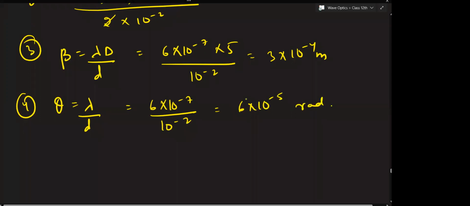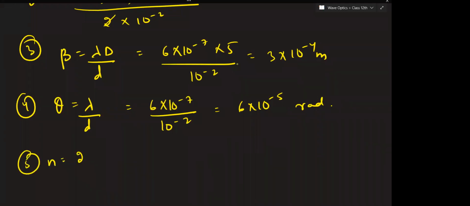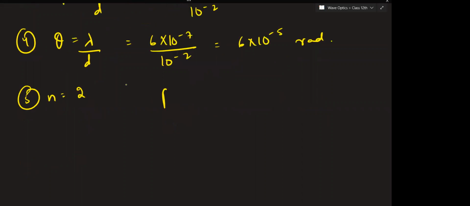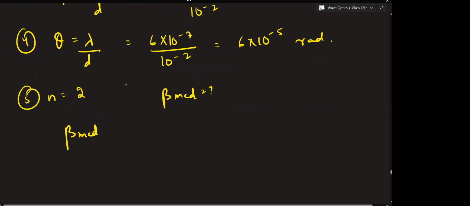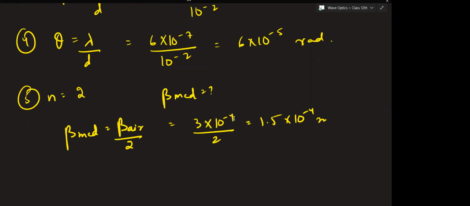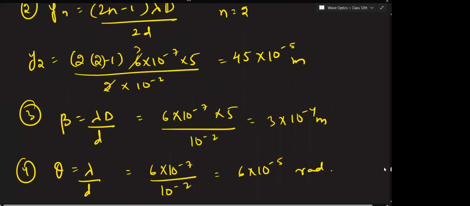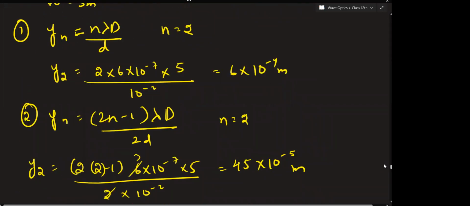This is radian. If somehow, let's take n refractive index is given as 2, what will be beta in that medium? In that particular medium, the beta will be beta in air divided by 2. So in air, it was 3 into 10 to the power minus 4, divided by 2. That is 1.5 into 10 to the power minus 4 meter. Fine. So all the directly formula based questions like this only come. It's just that one single part will be given, the complete diagram will be mentioned.